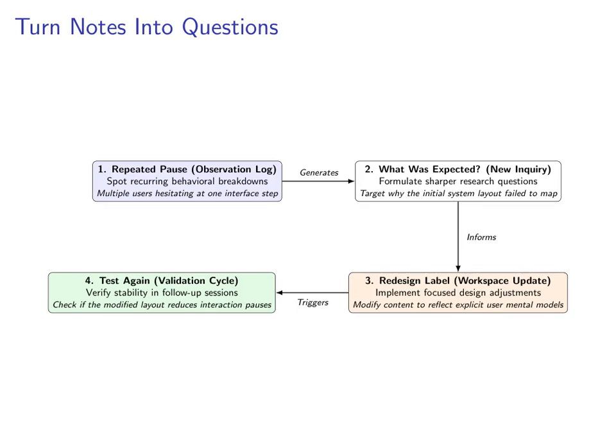Observation notes often become new research questions. If several users pause at the same screen, you can ask what they expected to see there. If users invent the same workaround, you can ask what goal the system is failing to support. Good observation does not end with notes. It creates sharper questions for interviews, redesign, and later testing.